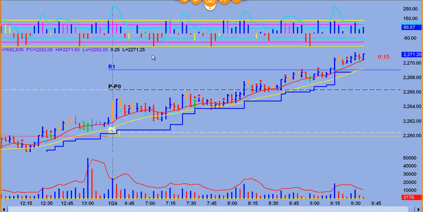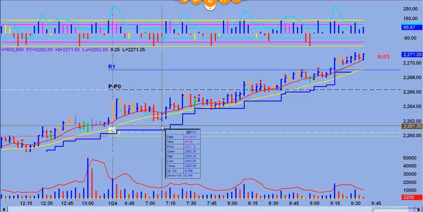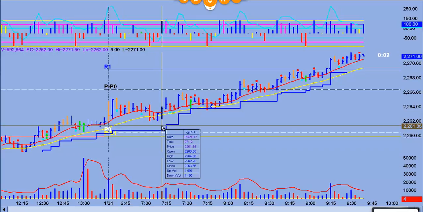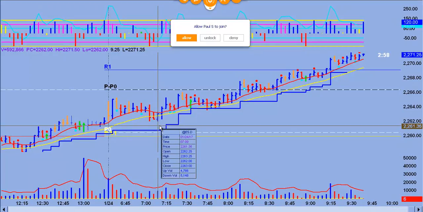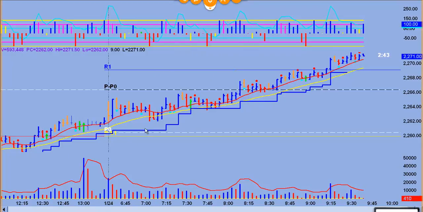All right, so what happened on this bar? It's a red bar. Next bar opened up here at 22.62.50, and the low has been 22.62. Here, the entry would have been at 22.62.50 or 75. Never went against you. If you were using a $75 stop, you had no problem staying in the trade.